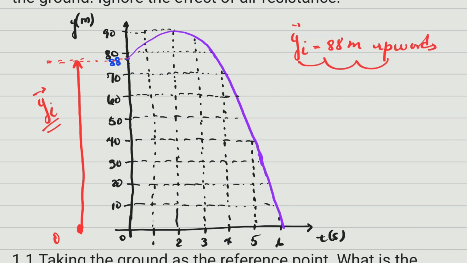So this is the first question they ask us, and it's all in the graph. You don't have to do any calculation. Please note, this is very important: taking the ground as the reference point, the x-axis will be right on the ground, and that is a vector.